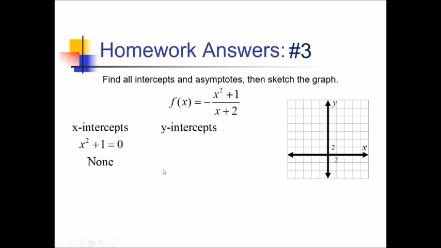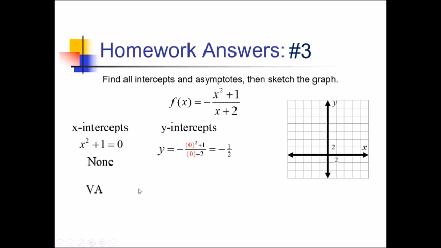For y-intercepts, I'm going to plug 0 into the function everywhere. So we've got negative 0 squared plus 1 over 0 plus 2. And that's going to give me a 1 over a 2, and the whole fraction is negative, so that's negative 1/2. So we'll put that on there in a moment.